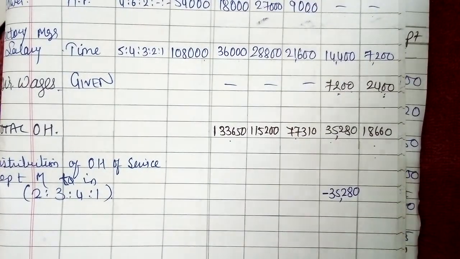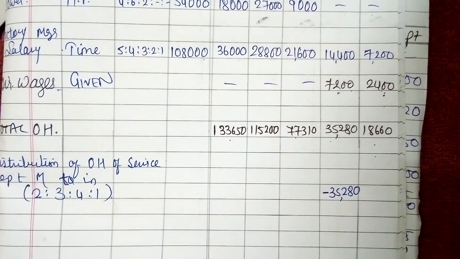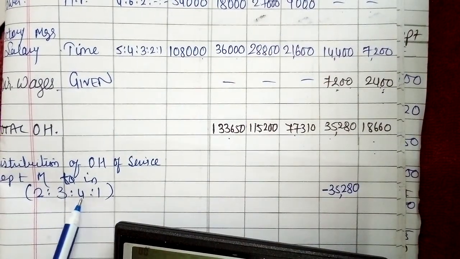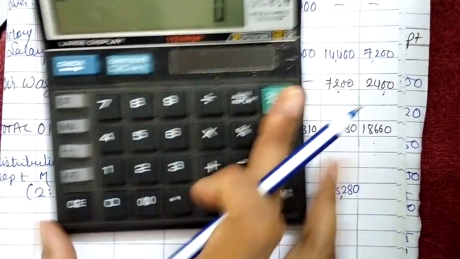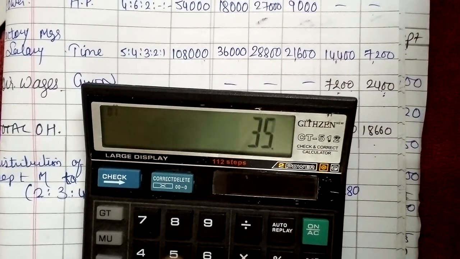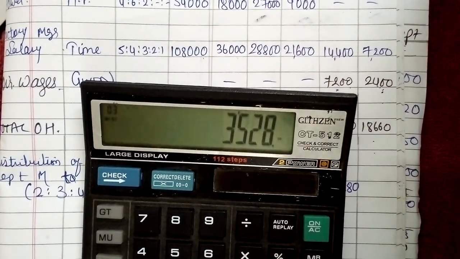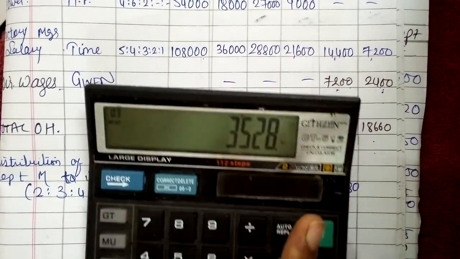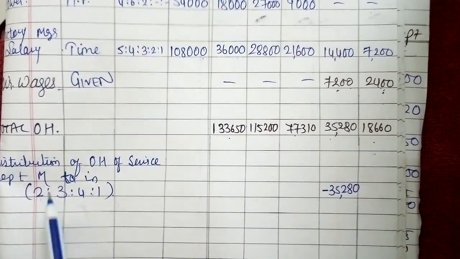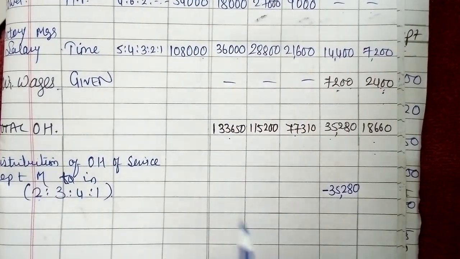35,280 will be distributed, right? So let us make the calculation. Total 2 plus 3, 5 plus 4, 9, plus 1, 10. So I will be doing one thing, 35,280 divided by 10. Keep this in memory. So 3528. Now this 3528 into 2.